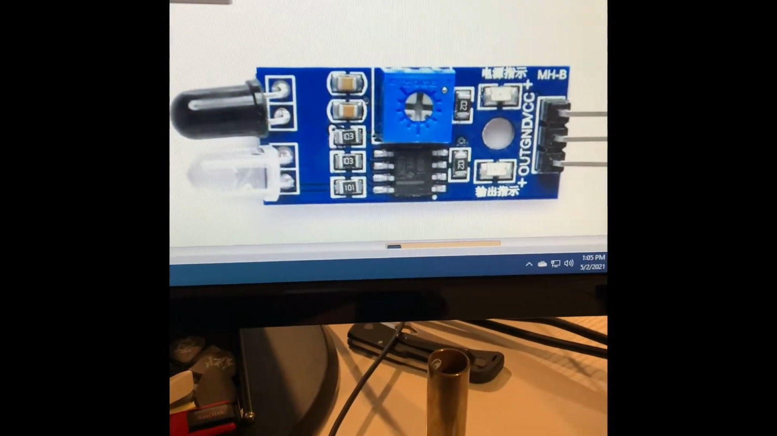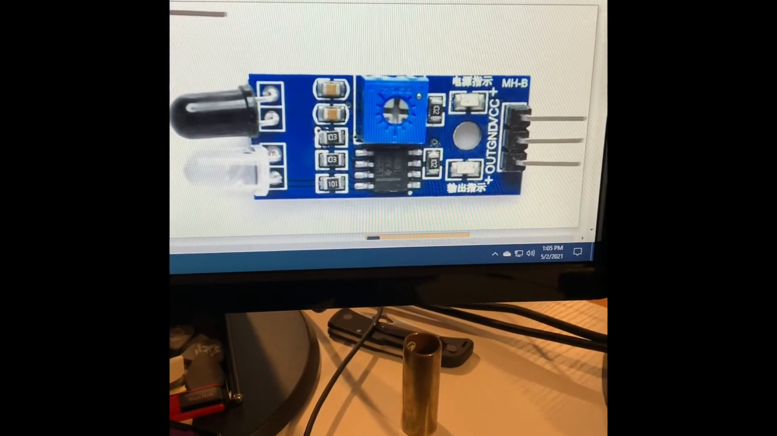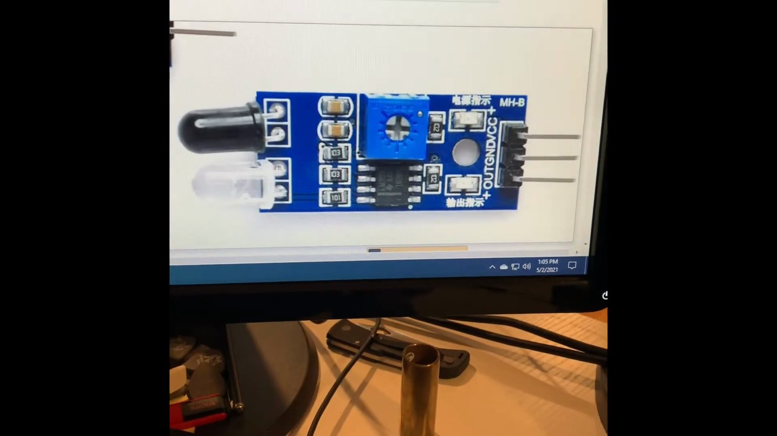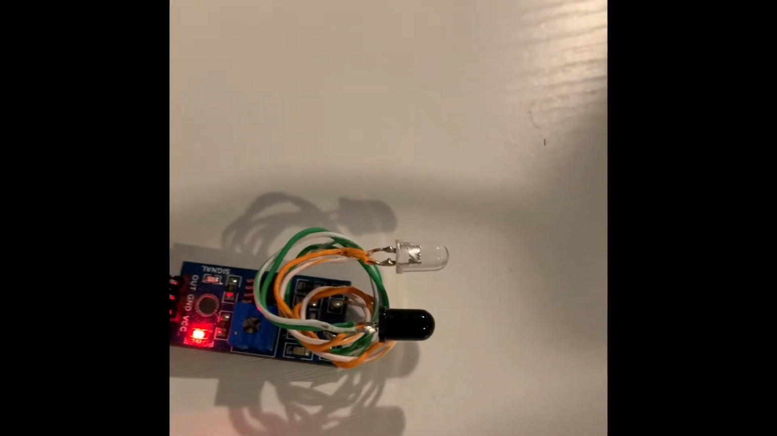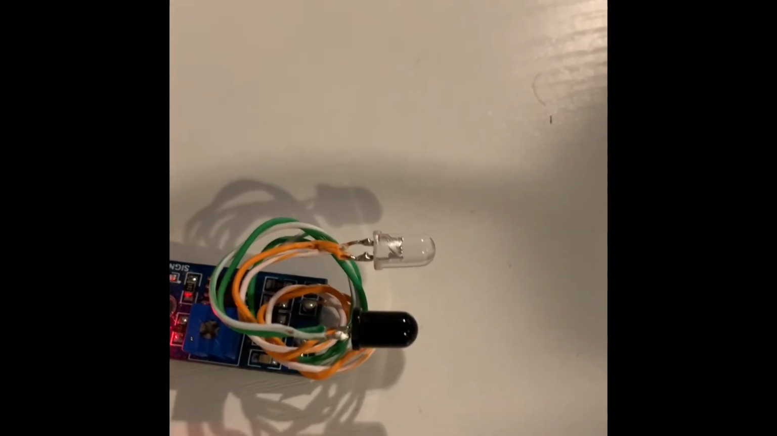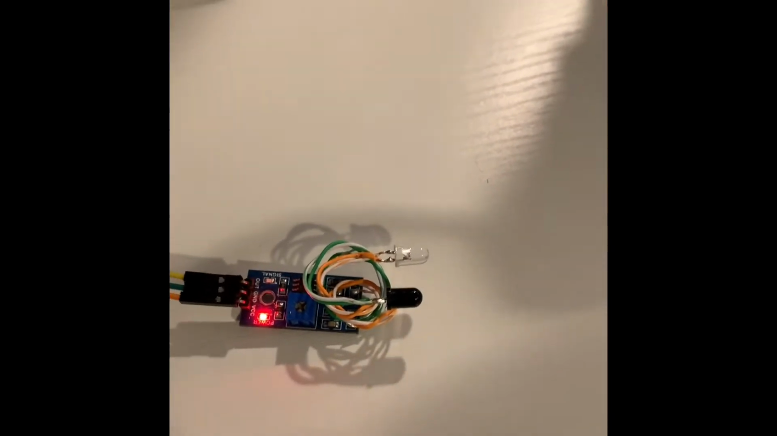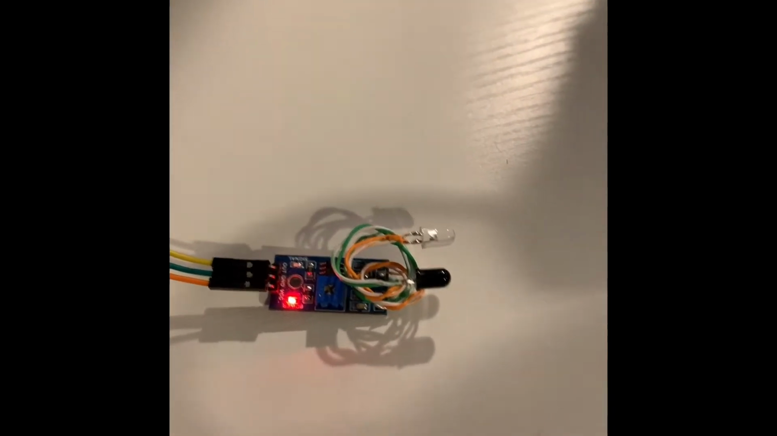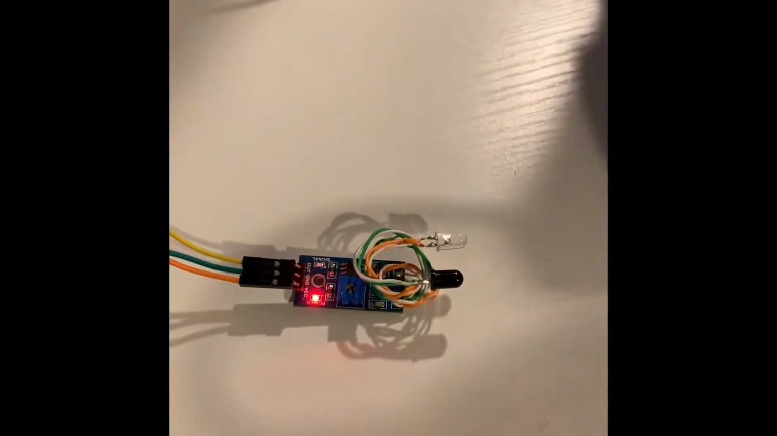All right, here we have a standard FC 51 infrared obstacle sensor. This is what I have right here, although I modified it to add those leads so that you could play around with the IR emitter and receiver, just to see the different things you could do with it. Anyway, you can see that it's working properly right here.